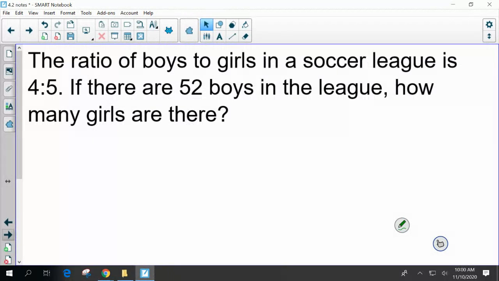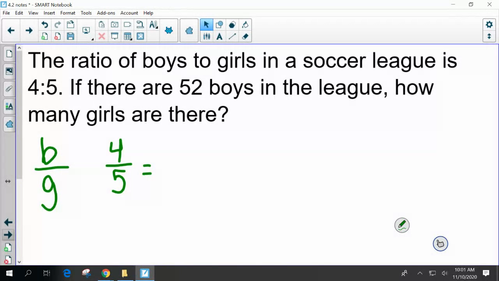Okay, on the next problem, same process. The ratio of boys to girls, so I'm going to go ahead and write what it is I'm talking about in this problem. I'm talking about boys and girls. The ratio of boys to girls on a soccer league is 4 to 5. So I'm going to put 4 over 5. If there are 52 boys in the league, how many girls are there?